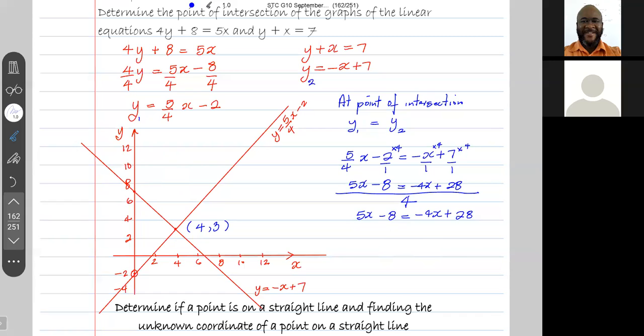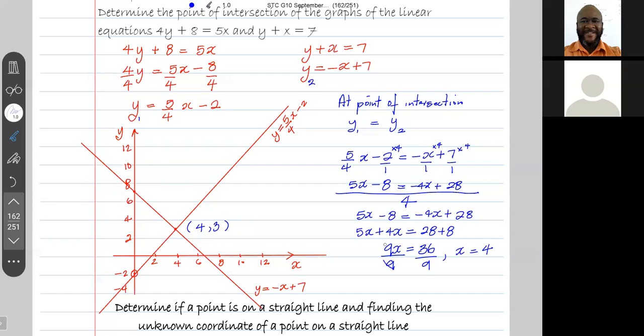So I found the LCM. I'm solving an equation with fractions. From grade 10, you should remember one way to do this is to find the LCM, use the LCM, and then discard the LCM, which we have done. So now let's solve. We have 5x plus 4x is equal to 28 plus 8. So we have 9x is equal to 36. Divide both sides by 9, and we get x is equal to 4.